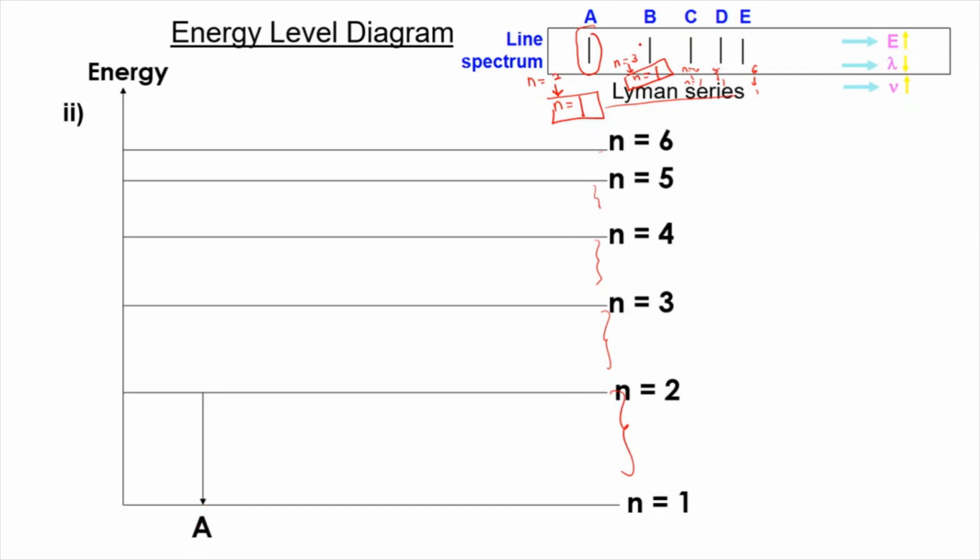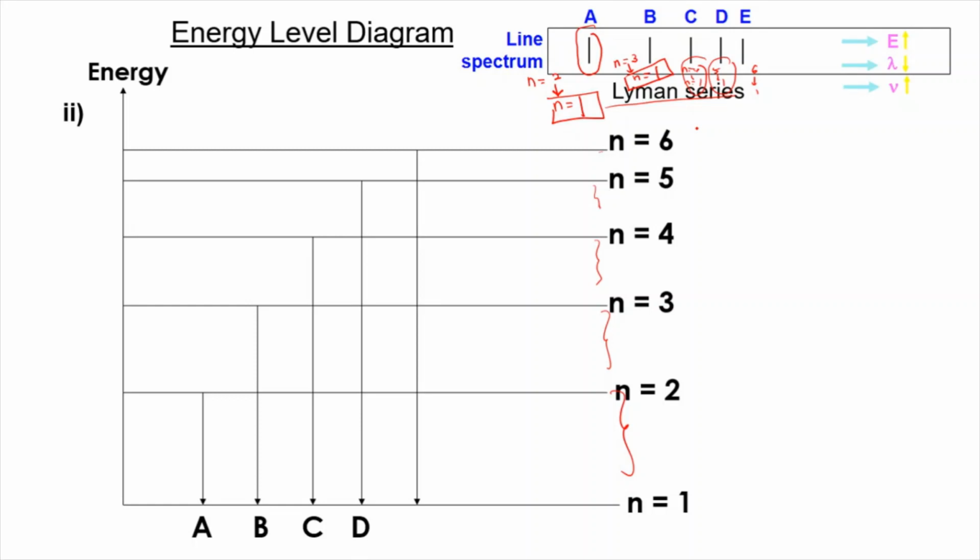For B, it happens when the excited electron goes from n equal to 3 to n equal to 1. And for C, it happens from 4 into 1. For D, it happens from 5 into 1. And for E, it happens from energy level 6 into 1, and you label it as E here. And this is how you are able to convert the line spectrum into the energy level diagram.